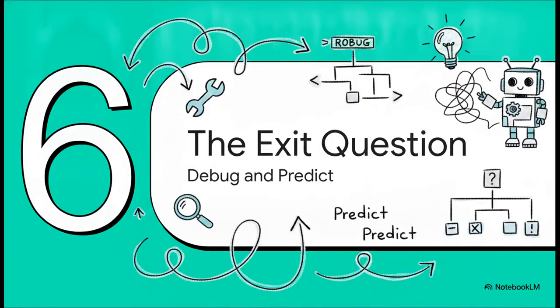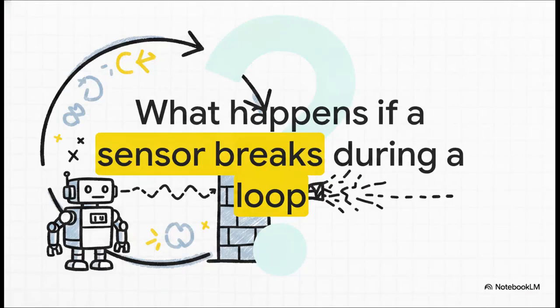Section 6. The exit question. And that brings us to our final test. A key outcome for Unit 3 is the ability to debug and predict program behavior based on everything we've just covered. So here is your exit question. If a robot is programmed to loop a forward sequence until its sensor detects a wall, what happens if that sensor completely breaks while the robot is moving?